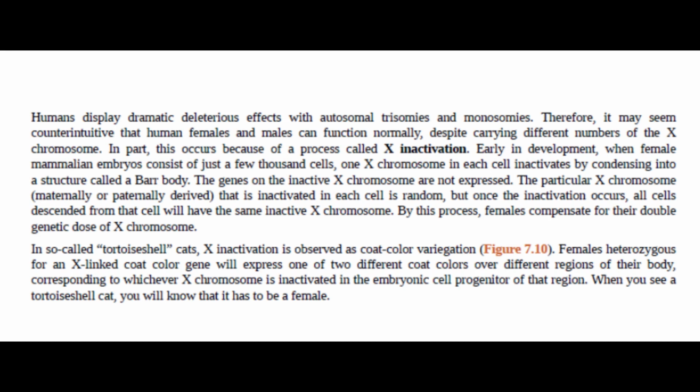In so-called tortoiseshell cats, X inactivation is observed as coat color variegation. Females heterozygous for an X-linked coat color gene will express one of 2 different coat colors over different regions of their body, corresponding to whichever X chromosome is inactivated in the embryonic cell progenitor of that region. When you see a tortoiseshell cat, you will know that it has to be a female.